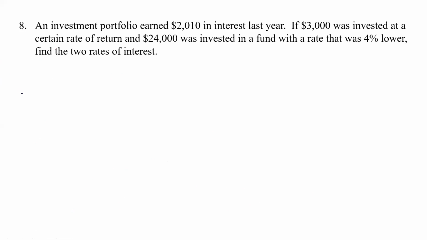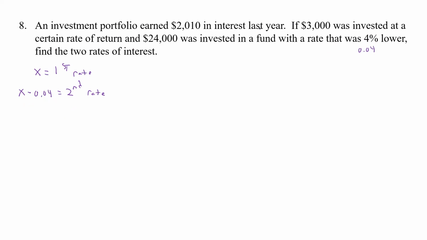So let's let X, again, just because X is a good term to use, be the first rate. And then what's the other one? Well, it's going to be 4% lower than the first one. So X minus, now let's go ahead and convert it to decimal, because when we're doing these, we have to have it in decimal. So we're going to subtract off 4%, and that's going to be our second rate. So this again is 0.04. So instead of plugging in X minus 4, which is going to give us the wrong answer because we have to put everything into equations in decimal form, we're going to put it into decimal form here.